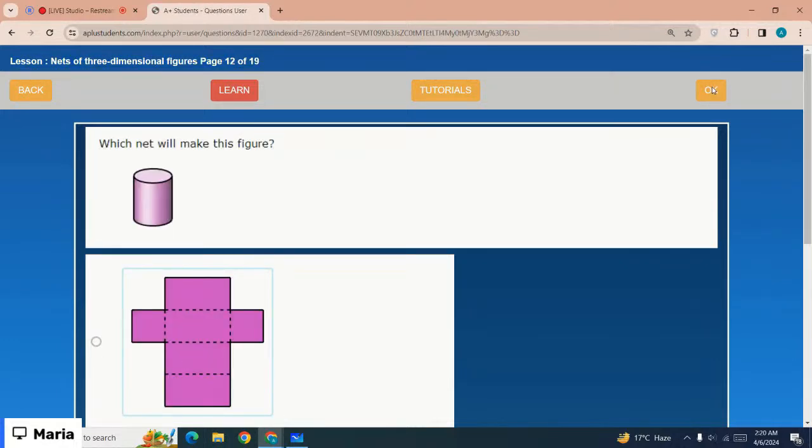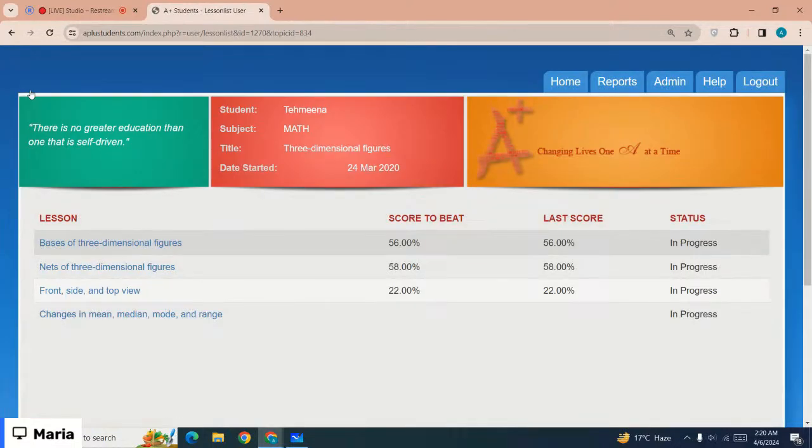Okay, you can complete the lesson by yourself later today. Let me just move on to the next lesson. The next lesson is front, side, and top view.